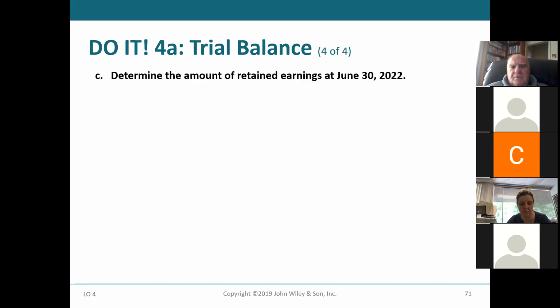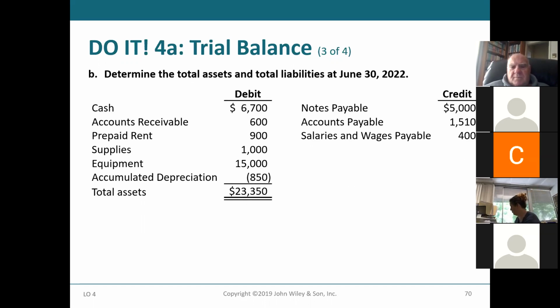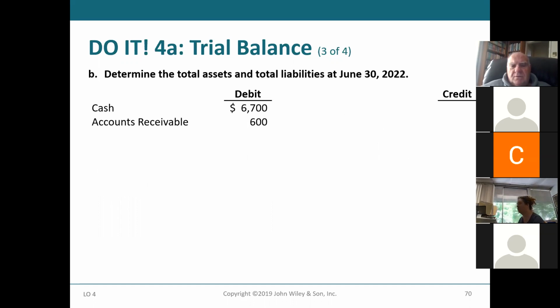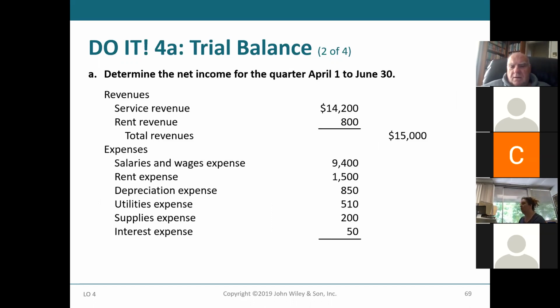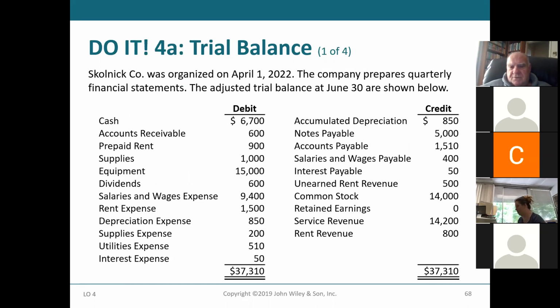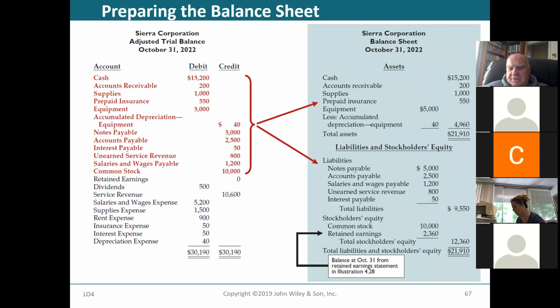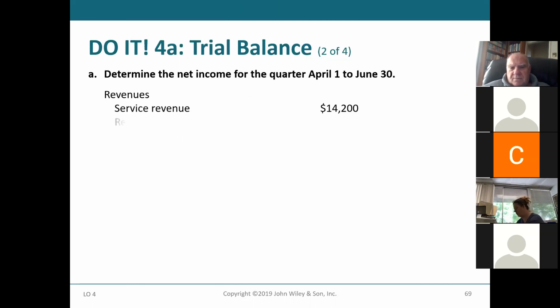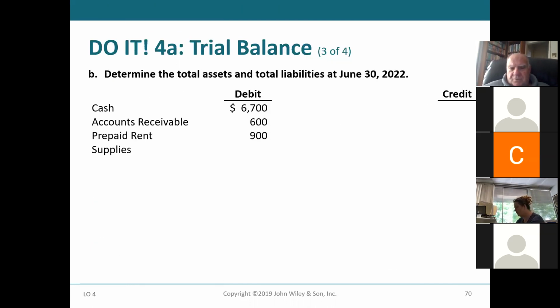Determine the amount of retained earnings at June 30th. Well, we had a beginning of 0. And maybe I shouldn't go back this much. That's okay. We had a beginning balance of 0. I'm sorry, guys. I'm floating around too much here.